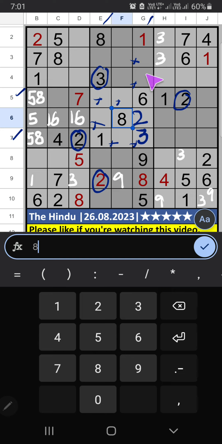Column G, two numbers are remaining, 4 and 7. Third row, we have 7. So 7 can't come in the cell, 7 is confirmed here. Then 4 is here. Column C, 9th row, we have 4. So 4 can't come in these cells, then 4 is confirmed here.